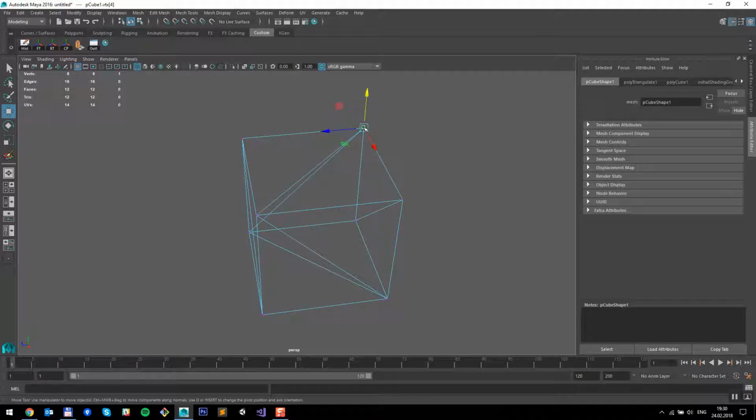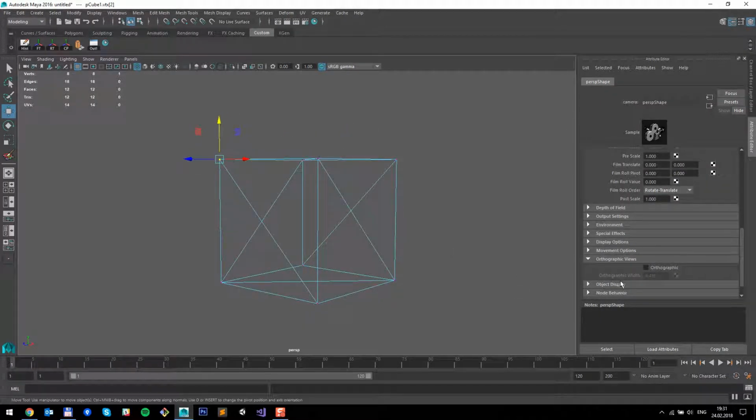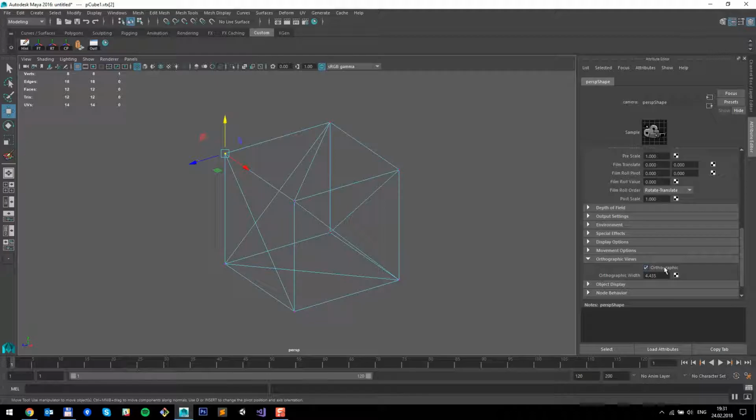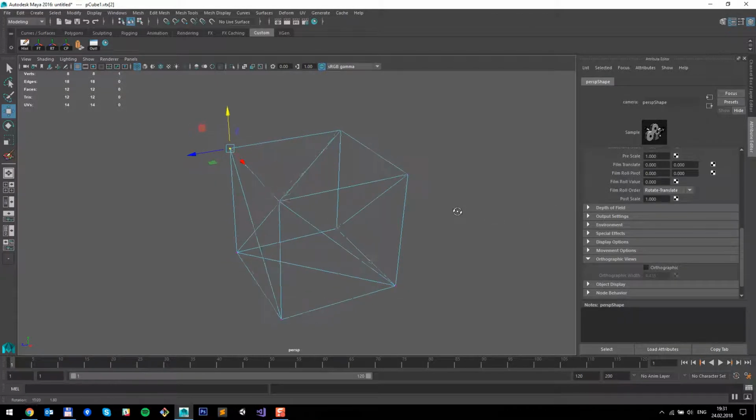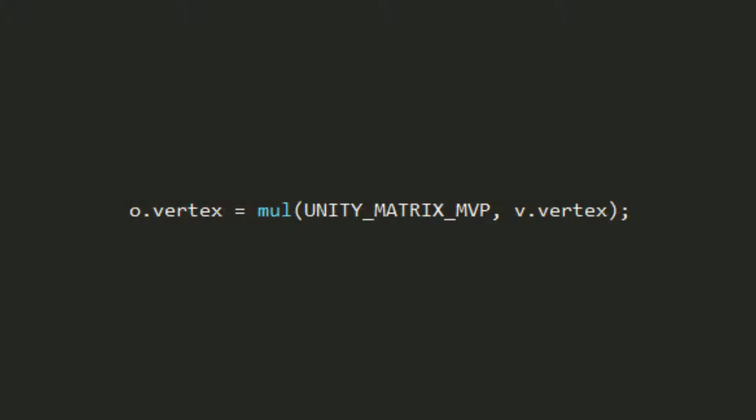Then comes the second, vertex shading stage. At this stage, vertex positions are transformed from local space to so-called clip space, the space of the camera frustum, as can be seen in the picture. The Model View Projection, or MVP matrix, is used to transform vertices. For example, Unity does this in the vertex shader by multiplying the vertex position by the built-in Unity matrix MVP variable.